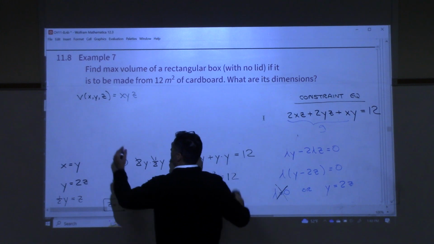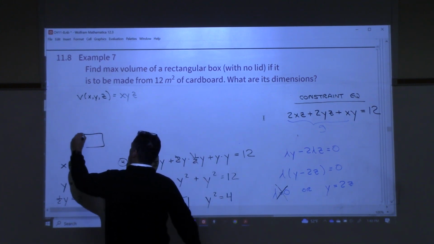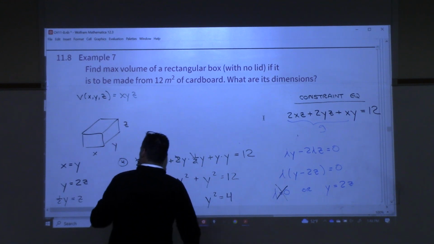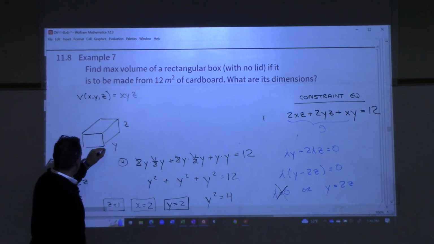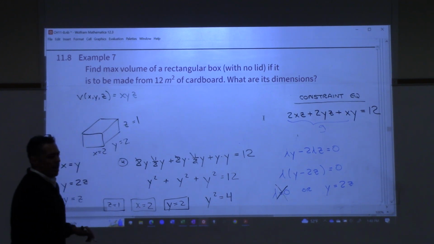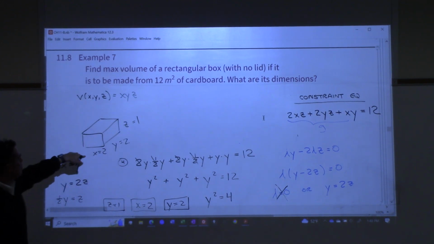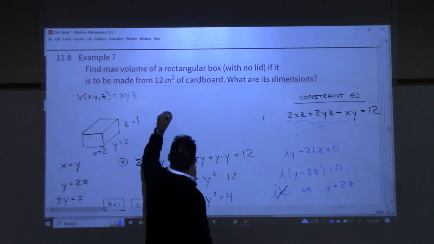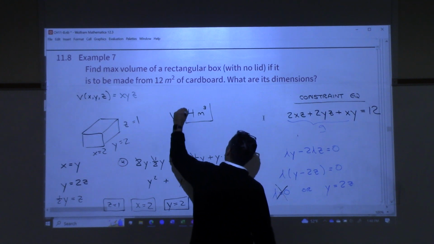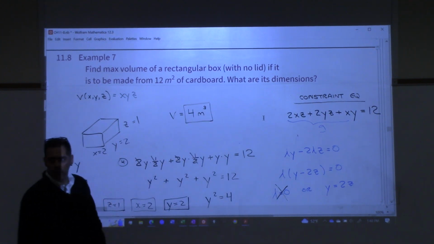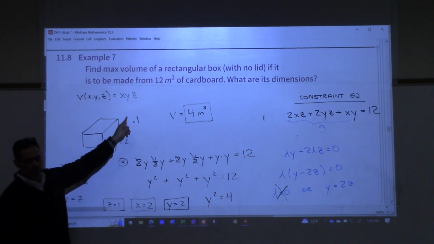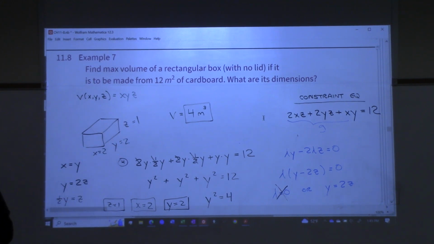So remember our box was like this. It was x, y, z. We know that x has to be 2, right? Y has to be 2. Z has to be 1. And then the volume of that, you multiply, right? X times y times z. The volume is 4 cubic meters, right? Would be your volume. And it happens when your x is 2 meters by 2 meters by 1 meter. That's the way you build the box.